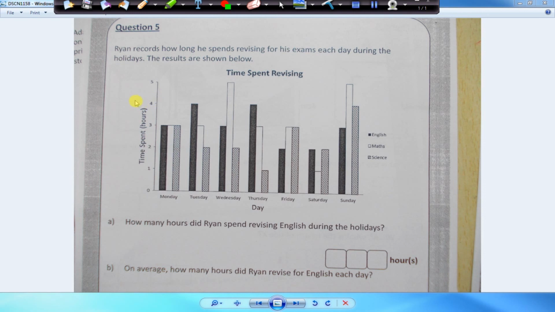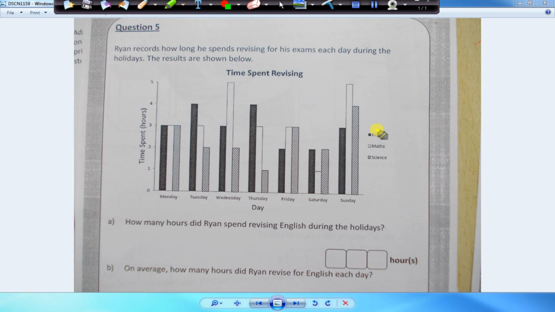So, Ryan records how long he spends revising for his exams each day during the holidays. The results are shown below. How many hours did Ryan spend revising English during the holidays? So, let's have a look. Now, here's my pen gone. Highlighter. Here we go. Yellow.